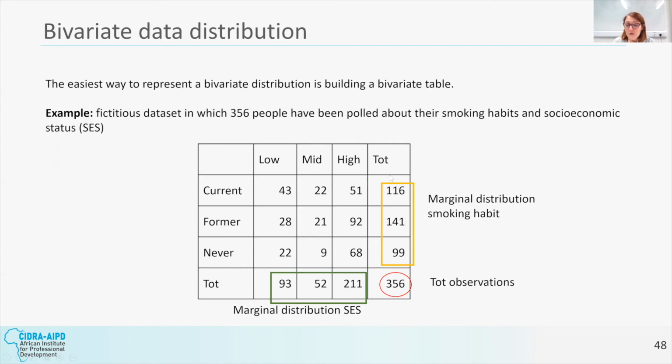The sum of the row will represent the marginal distribution of smoking habit. It will tell us, across all the socioeconomic status, the number of current smokers, former smokers, and never smokers, while the sum of the column will give us the marginal distribution of the socioeconomic status, because it will tell us, across all the types of smoking habits, how many people are in low socioeconomic status, how many people are in the middle, how many people are high. The sum of the total of the row and the total of the column gives the total of observation.